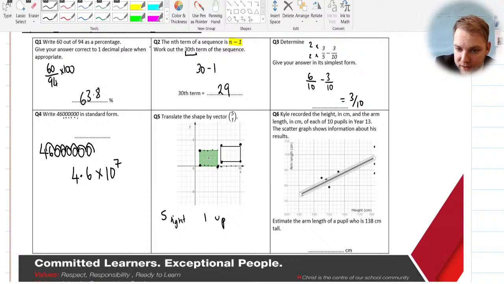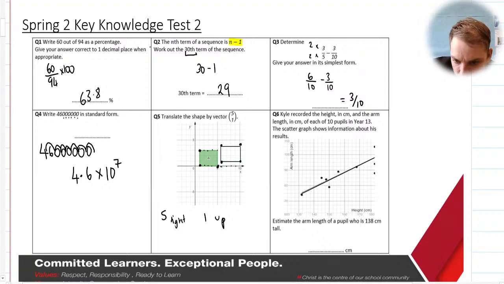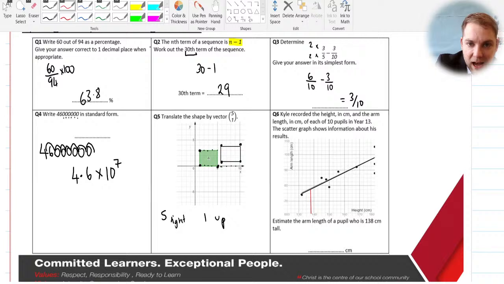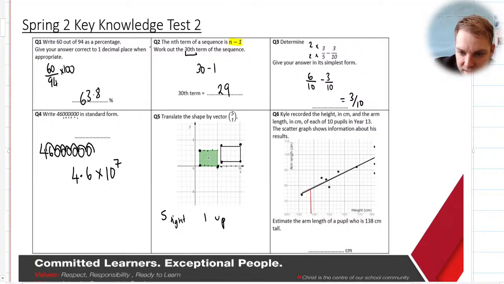who's 138 centimeters tall, then what I need to do is look across at 138, draw a ruler line up, so it's probably going to be there, isn't it, 138. So I go up using my ruler at 138, and then I need to go across here like so. So for my one here, that's going to be equal to around, I think there, 78 centimeters.